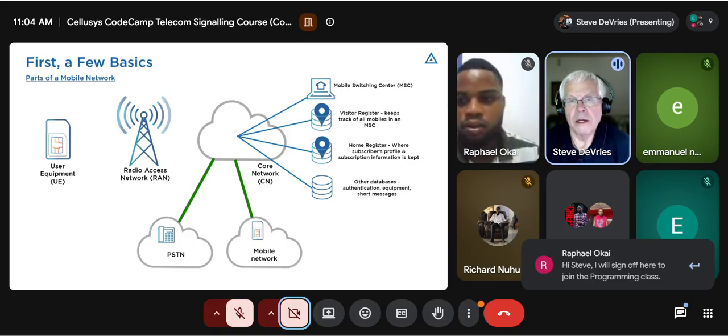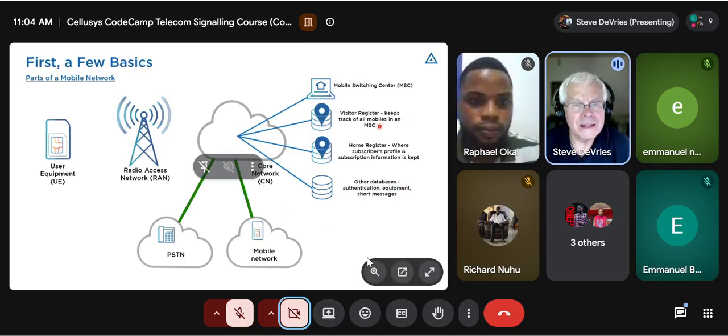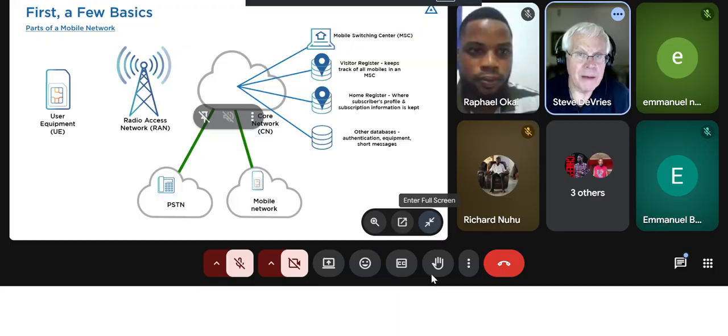They keep track of the mobile. They update your location. They cancel you out of other locations. They authenticate you. So there's a lot that goes on inside the core network. And that core network is made up of different piece parts, different parts to the network. And again, these parts change over time.